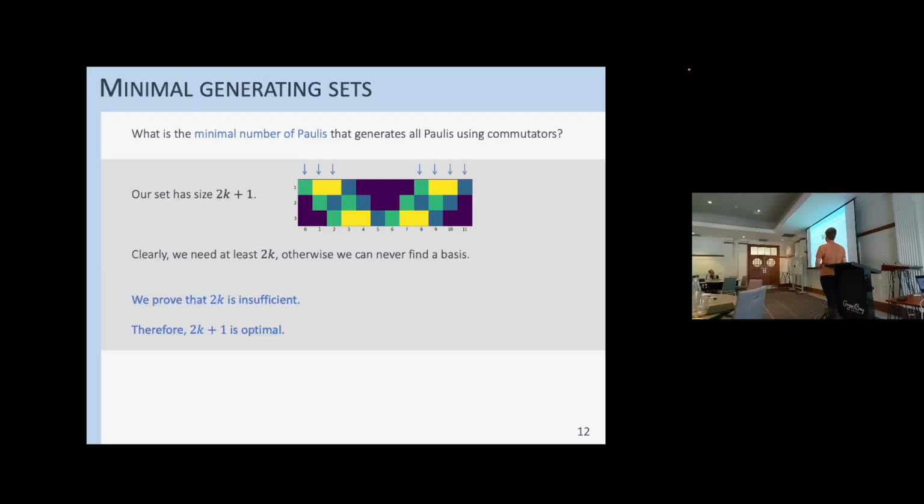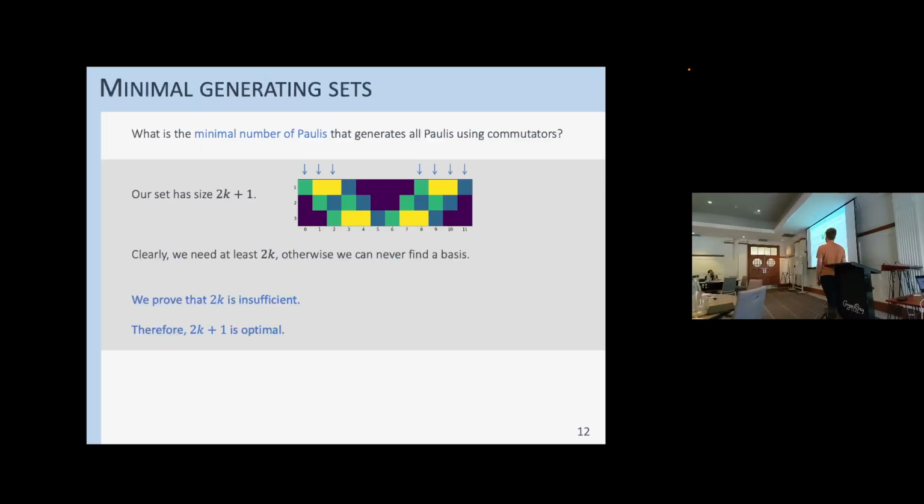So one observation is our set has size 2k plus 1, and I'll point out, there's more than 2k plus 1 columns, but I actually don't use all of the columns in the proof. I don't use all the columns to induce universality. I only need a subset of them, namely 2k plus 1 of them for all k. So we know that 2k plus 1 is sufficient to generate all polys using commutators because of our example.